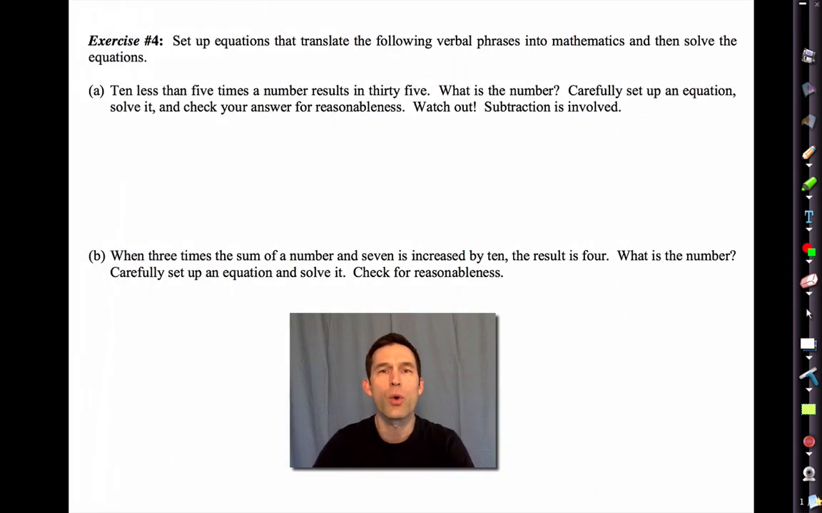Okay, the last thing that we're going to work on today is oftentimes not a student's favorite, but we're going to work on translating verbal phrases into equations and then solving those equations. We had a lot of work in the first unit on translating verbal phrases into math. Hopefully this is where it starts to pay off. So let's take a look at letter A. Why don't you read that to yourself for a moment, and then I'm going to read it out loud.